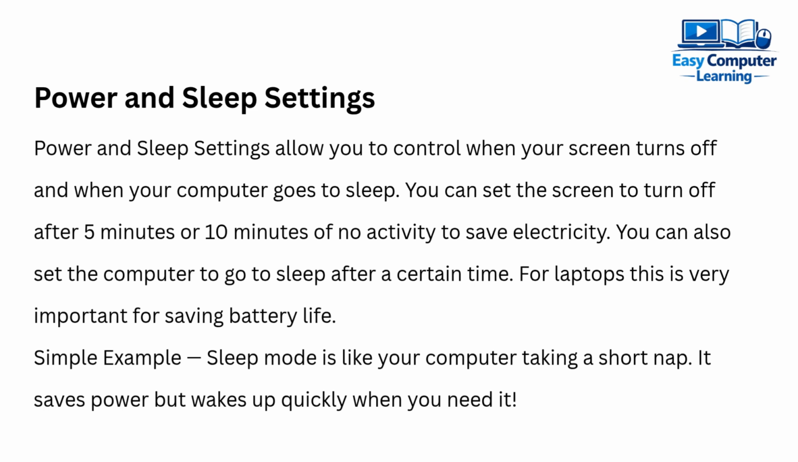Power and sleep settings. Power and sleep settings allow you to control when your screen turns off and when your computer goes to sleep. You can set the screen to turn off after 5 minutes or 10 minutes of no activity to save electricity. You can also set the computer to go to sleep after a certain time. For laptops, this is very important for saving battery life. Simple example. Sleep mode is like your computer taking a short nap. It saves power but wakes up quickly when you need it.